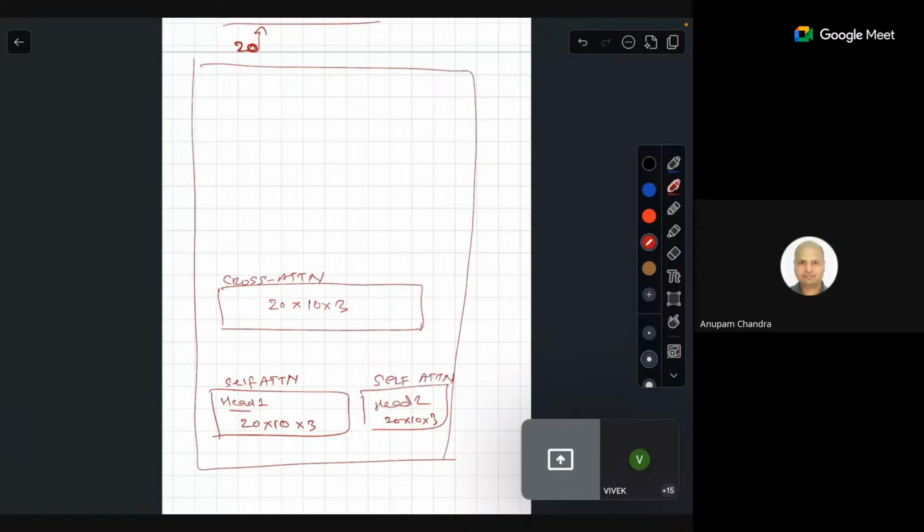Can you just multiply the heads by 6 instead of 3? Why so? The cross and self-attention parameters should be the same. So the cross attention is also 20, 10, 3. Self-attention is also 20, 10, 3. And this recurs. It is not like the cross attention dimensions will be different than self-attention dimensions. So why 6? I mean, 20 into 10 into 6. Oh, you're just simplifying the algebra, is it?